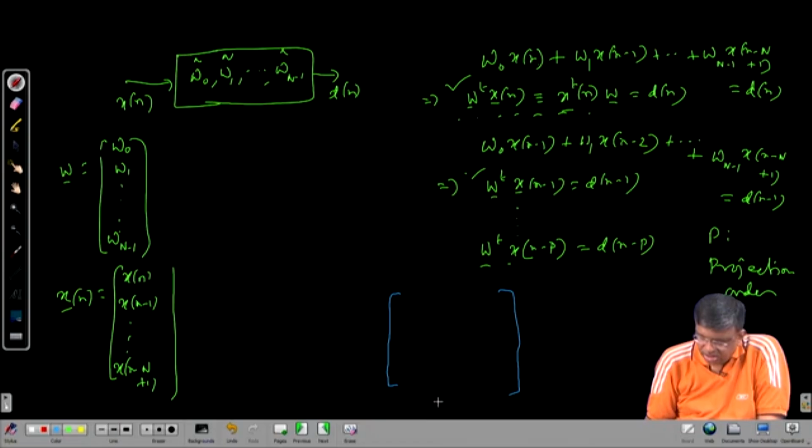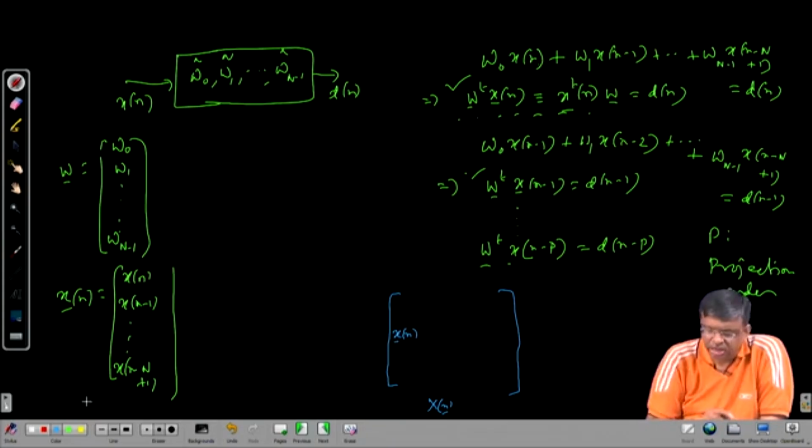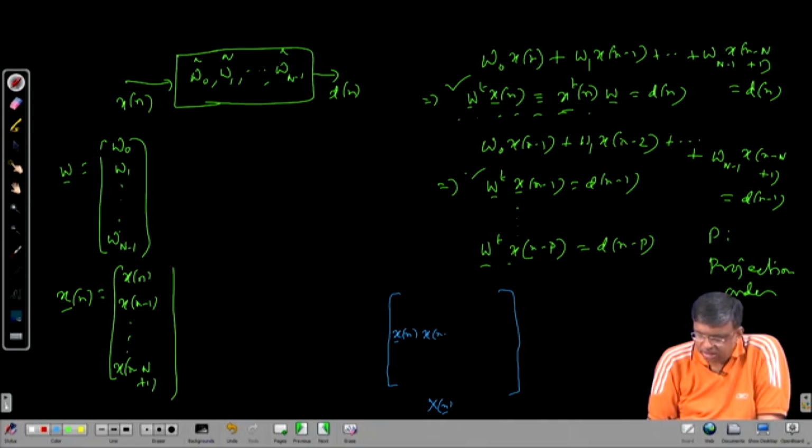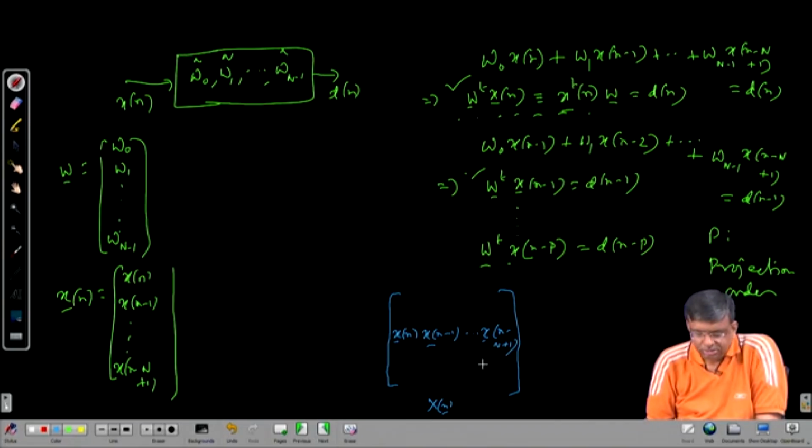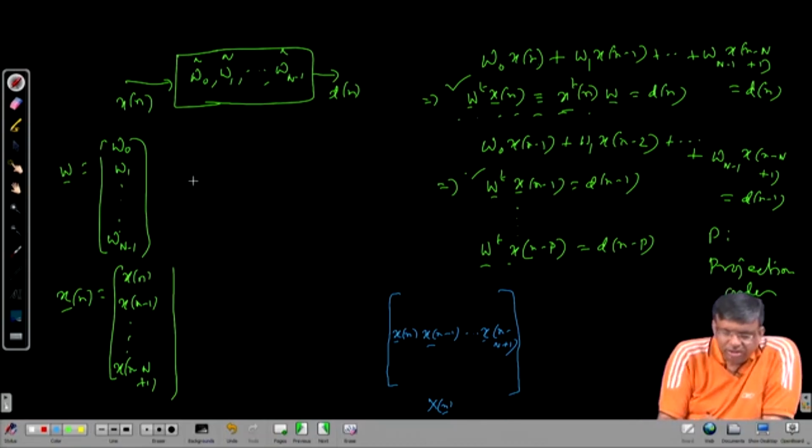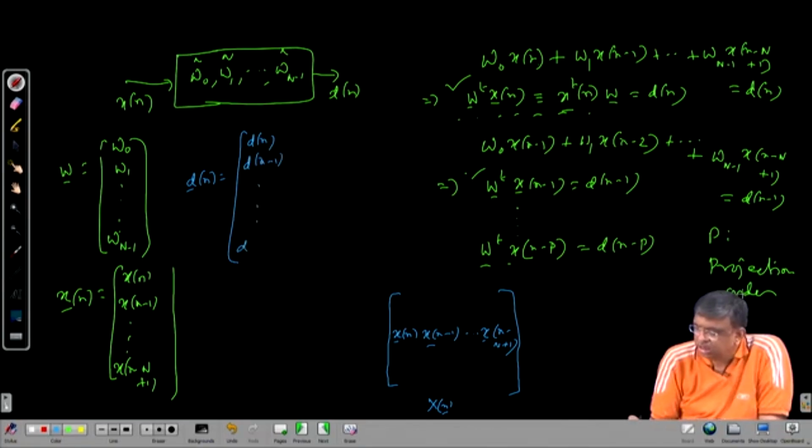If I define x n, where this is the x n vector we already defined, the input data vector at n clock, then x n minus 1, dot dot dot, x n minus capital N plus 1, this is x n. And if I define d n vector as current d n, then previous d n, dot dot dot, last d n.